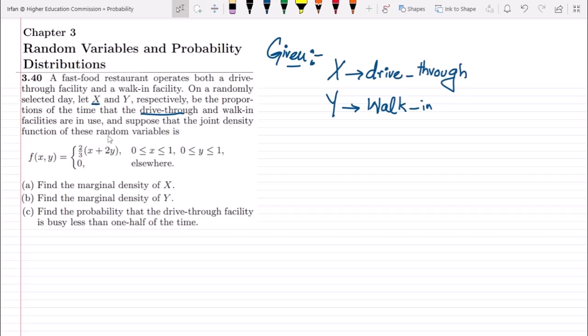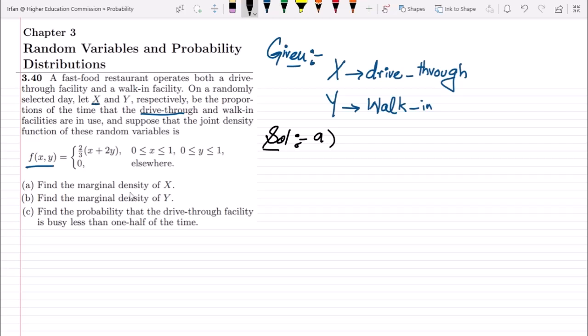Suppose that the joint density function of these random variables is given by f of x, y, which is 2/3 (x + 2y) for x greater than or equal to 0 and less than or equal to 1, and similarly for y greater than or equal to 0 and less than or equal to 1, and 0 elsewhere. On the basis of all these given data, we have to determine parts A, B and C. In part A we have to find the marginal density of X. Let me solve it.